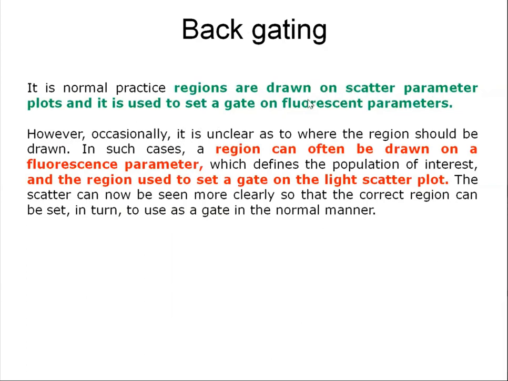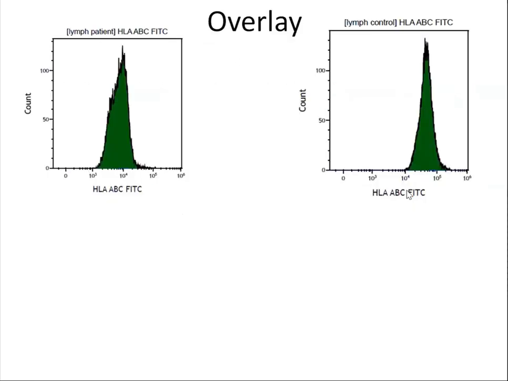When you do the opposite, that is you select a region on a fluorescent parameter and gate it on scatter parameter, that is called backgating. However, occasionally it is unclear where the region should be drawn. In such cases, the region can often be drawn on a fluorescent parameter which defines the population of interest, and the region is used to set a gate on the light scatter plot. That is called backgating. For example, if you want to see where the CD4 positive helper cells are falling in the forward scatter side scatter plot, you select the CD4 positive population and then gate it on the forward scatter side scatter plot. That is called backgating.